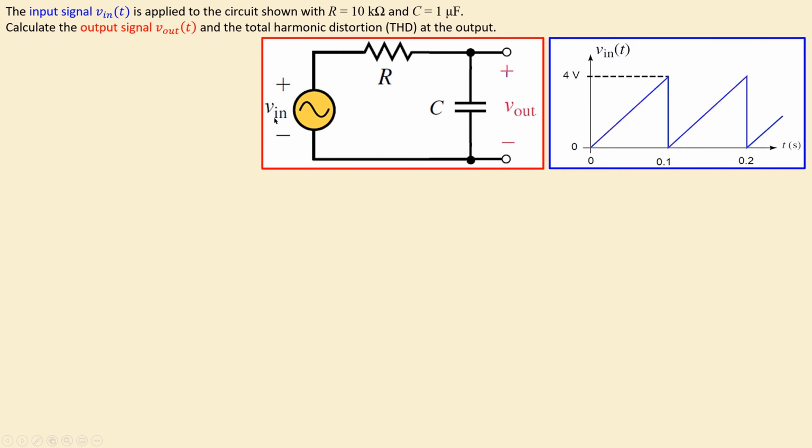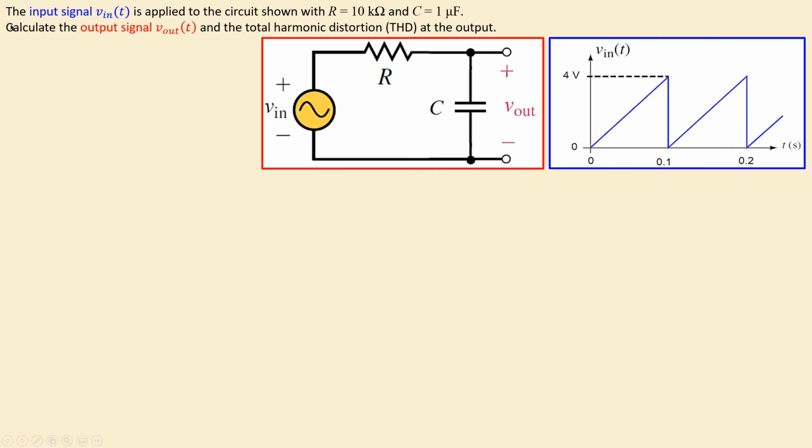We have the following situation. This input voltage Vin, which is shown here as a waveform, is a sawtooth waveform, which has an amplitude of 4 volts, and it has a period of 0.1 seconds. So it is the period of this signal that will be applied to this RC circuit, which is a low-pass filter. And the output Vout is measured across this capacitor C. The values of this resistor and the capacitor are shown here: R of 10 kilo ohms, and a capacitor of 1 microfarad.